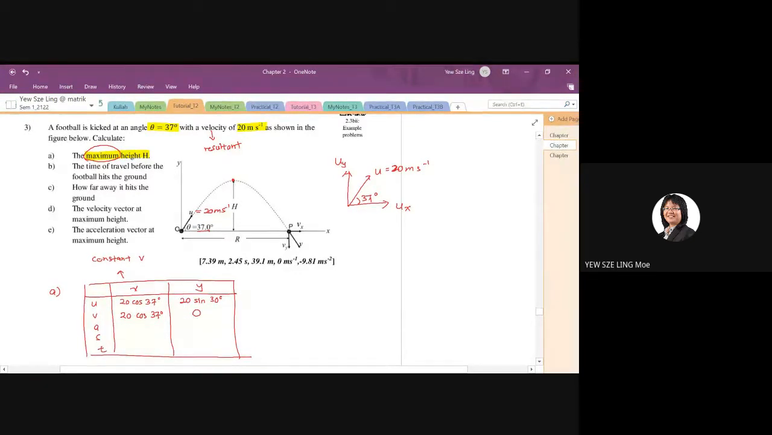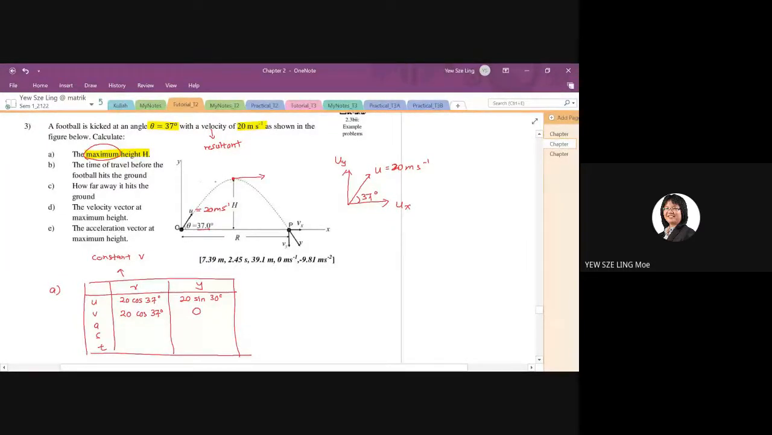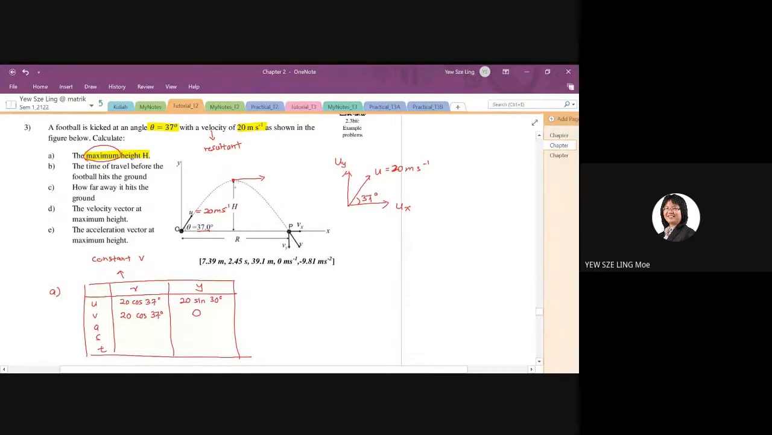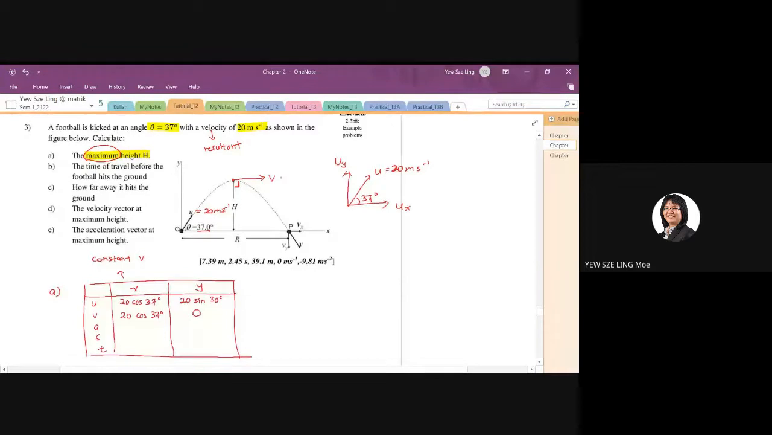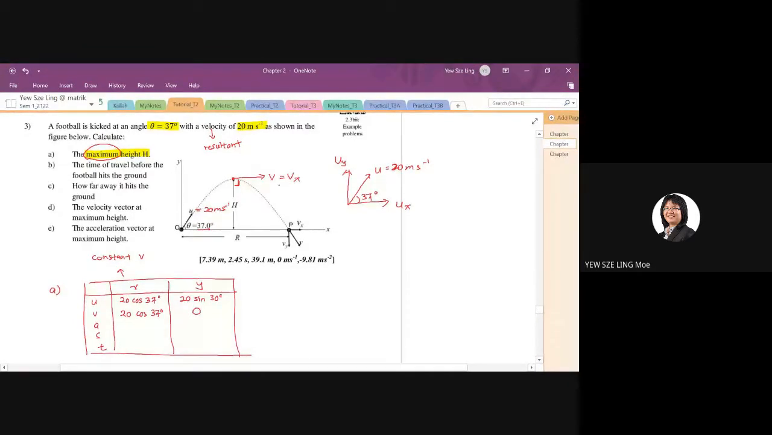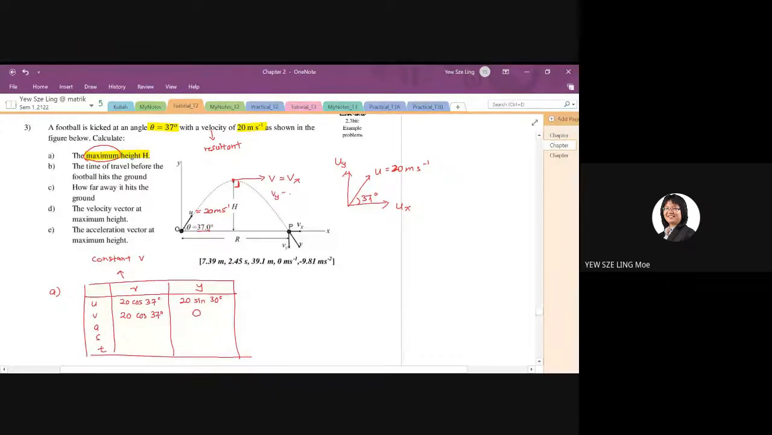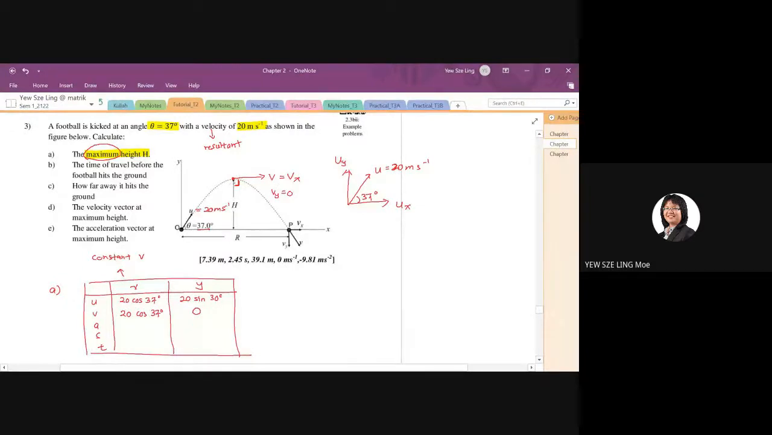Why? Because at this position, your V is going to the right. Okay, the tangent of the curve forms 90 degree to the radius. So the tangent of the curve, this is your V, and it is equal to Vx. So Vy is equal to 0. Okay, so V at maximum position does not equal 0. Only the vertical component of the velocity at maximum height is equal to 0. So don't get confused, all right? I'm going to write it down.